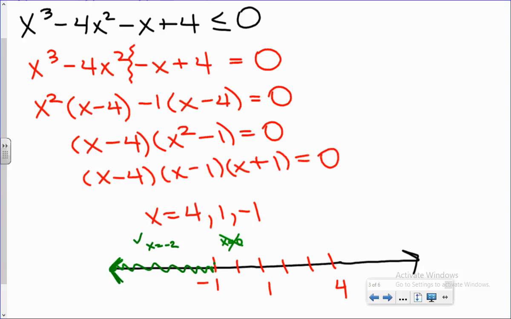Between 1 and 4, what would be a nice value to plug in? I would pick 2. The smaller the number, the better. When we plug in 2, we have 8 minus 16 minus 2 plus 4. Is that positive or negative? Negative. And a negative number is less than or equal to 0, which means that is satisfying our inequality. So between 1 and 4 will work.